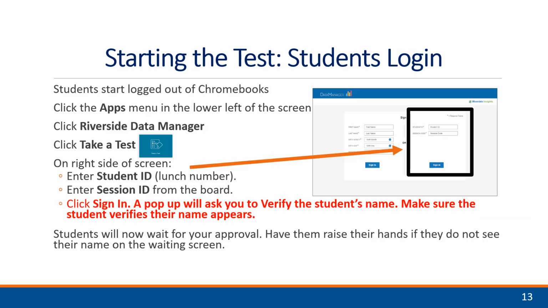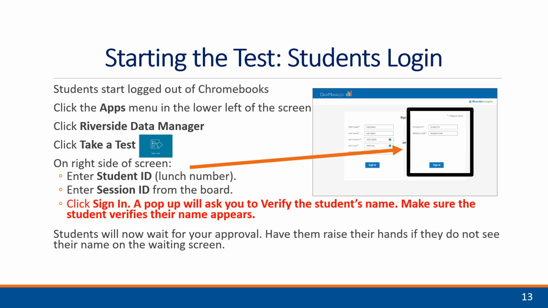Students log in. In order for your students to log into Riverside, they will have to do the following. Students start logged out of their Chromebooks, so this is a good time to instruct the entire class to get completely logged out of their Chromebooks, not shut off, but logged out. Then they'll be able to see the Apps menu on the lower left-hand side. When they click Apps menu, they'll be able to see Riverside Data Manager appear. Once they see Riverside Data Manager, they'll click on that button, and then another pop-up will appear saying Take a Test. Once you see Take a Test, you will instruct the students to click Take a Test.